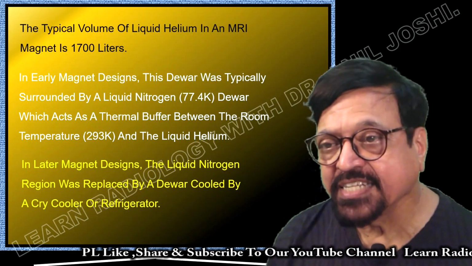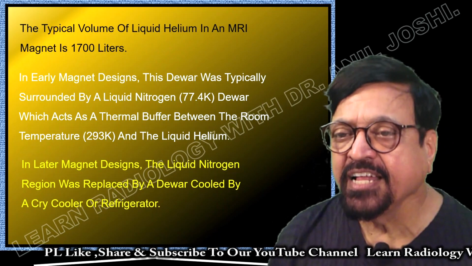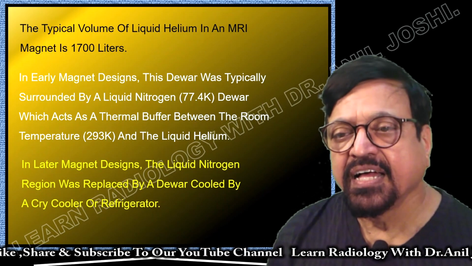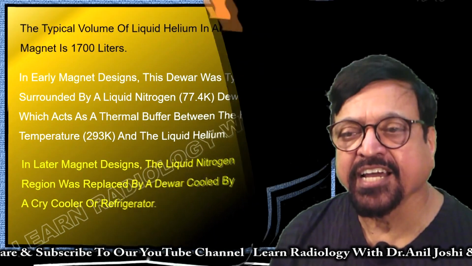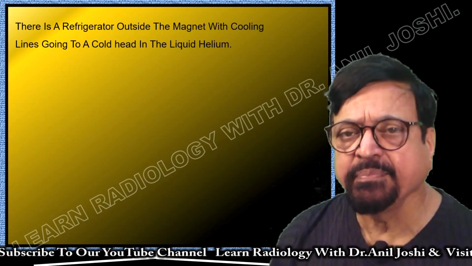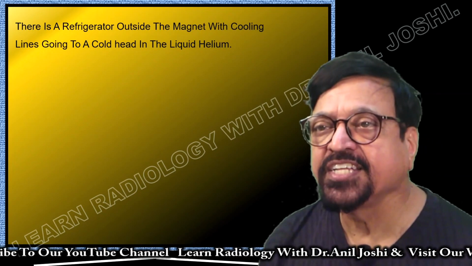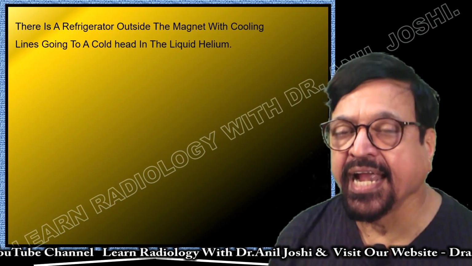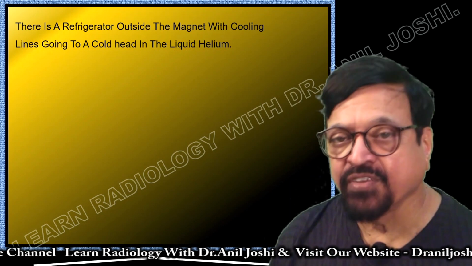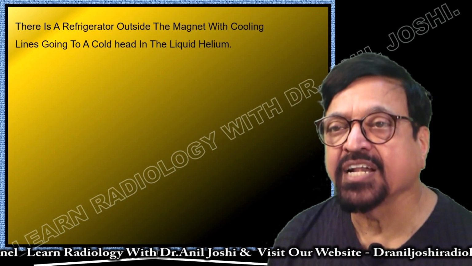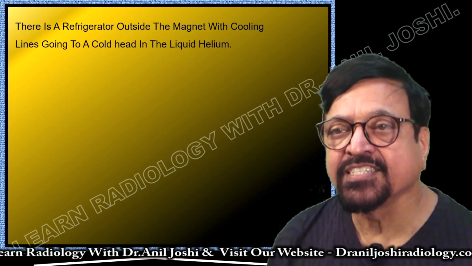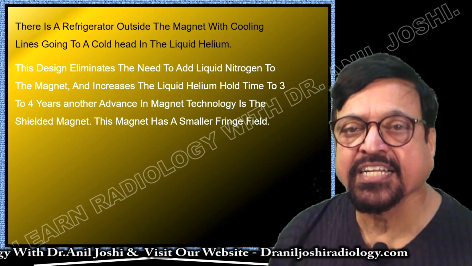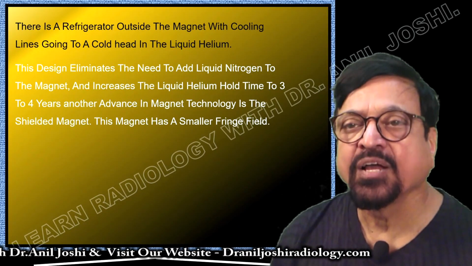In the later magnets, the liquid nitrogen region was replaced by a dewar cooled by a cryocooler or a refrigerator. Now this also we are going to see very briefly in this lecture. There is a refrigerator outside the magnet with cooling lines going to the cold head. Now what is the cold head, how it functions, we have covered in some different lectures. Also the characteristics of helium are covered in detail. Now in this lecture we are restricting ourselves to only coils.